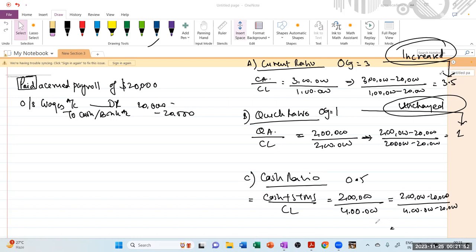What are we looking at? 180 divided by 380. What is the answer? Decreased. Please take a screenshot. Please take a screenshot. Taken? Rachita, yes sir, yes.